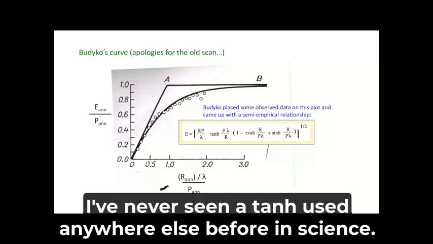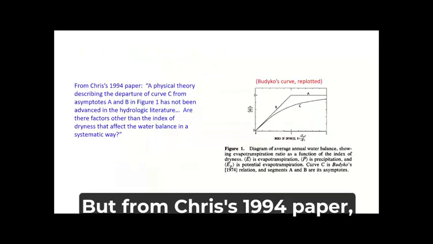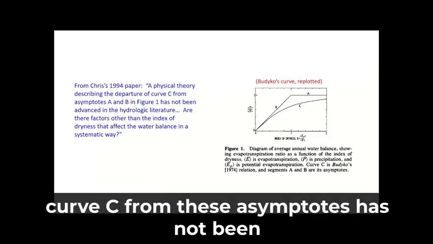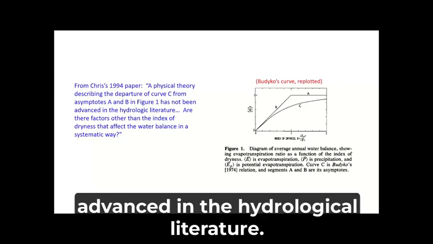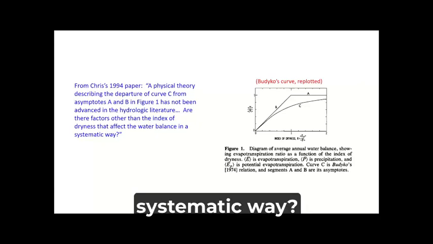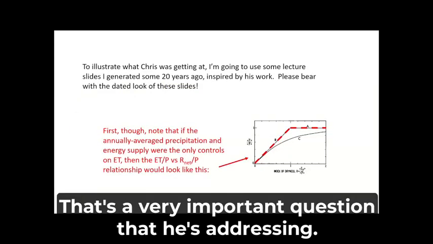I've never seen a tanh used anywhere else before in science. But from Chris's 1994 paper, he says a physical theory describing the departure of the curve from these asymptotes has not been advanced in the hydrological literature. Are there factors other than the aridity index that affect the water balance in a systematic way? That's a very important question that he's addressing.